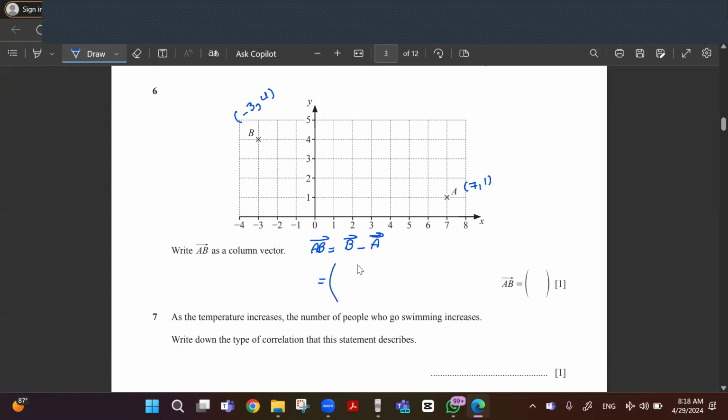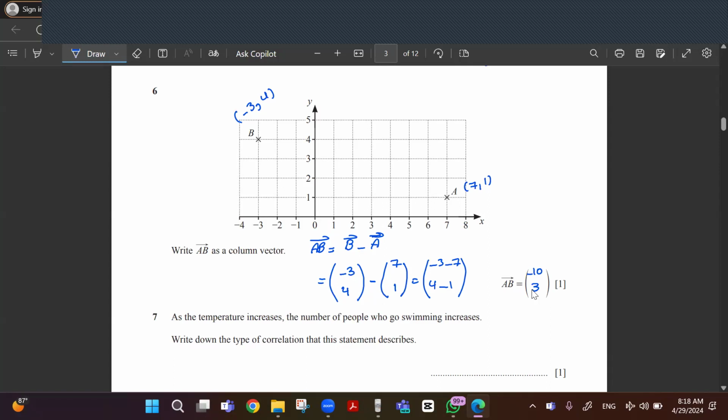Vector B equals what? We write the x up and y down. Vector B is what? -3 and 4, minus vector A, which is 7 and 1. So equals -3 minus 7. Then down here 4 minus 1. -3 minus 7 is -10. Then 4 minus 1 is 3.